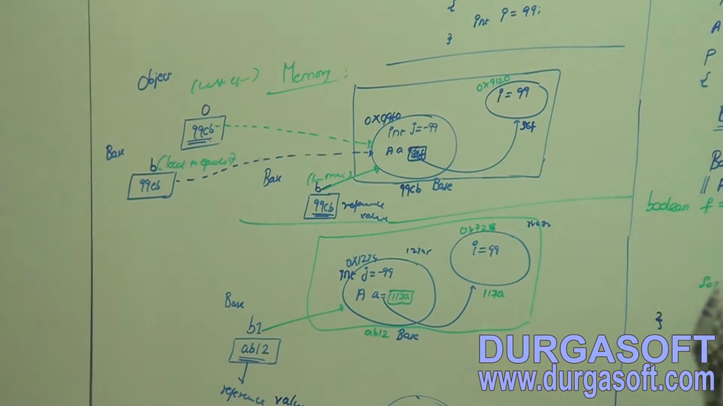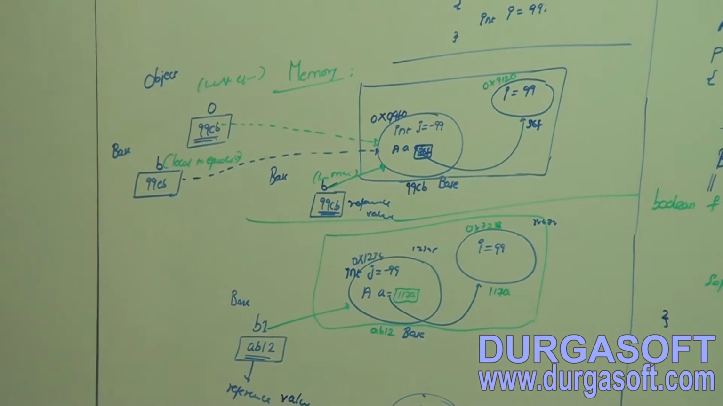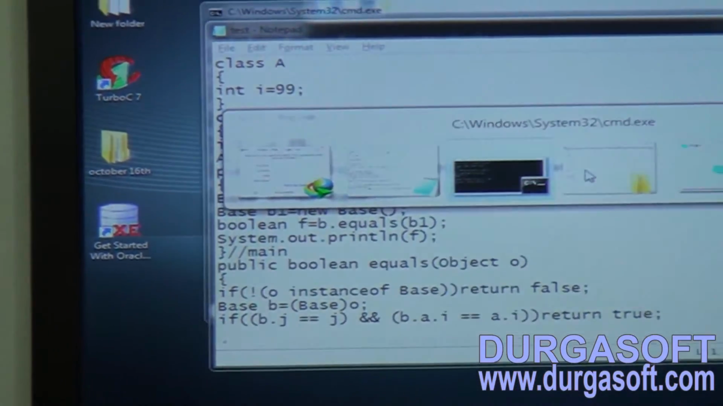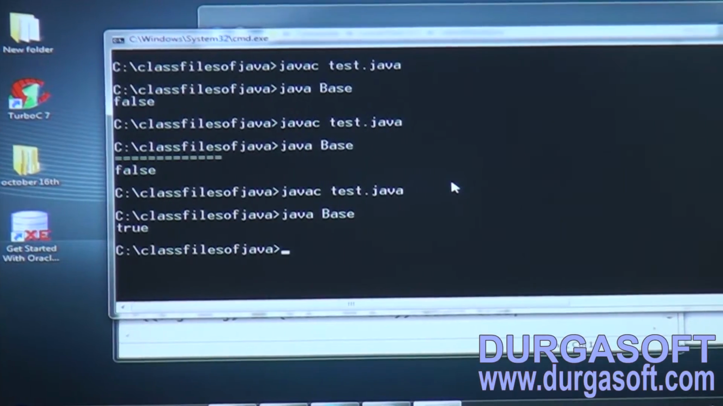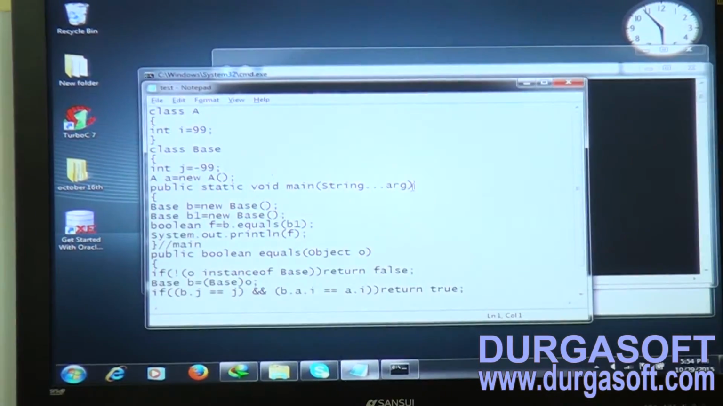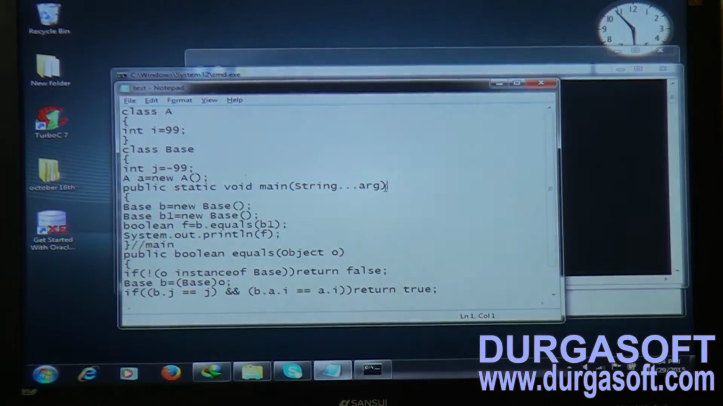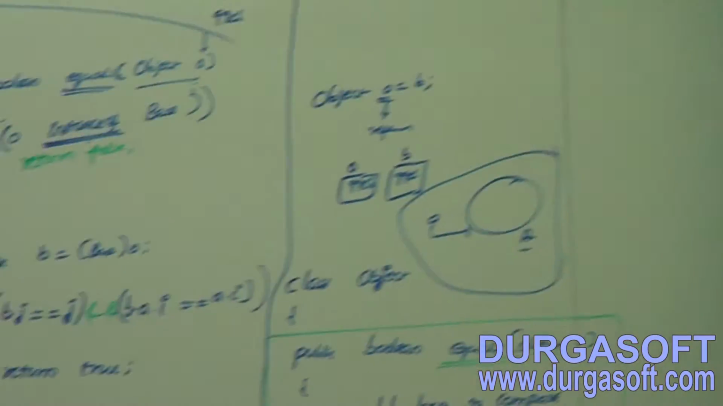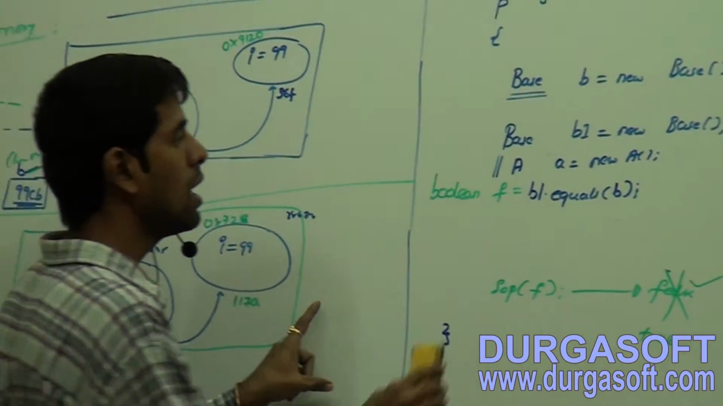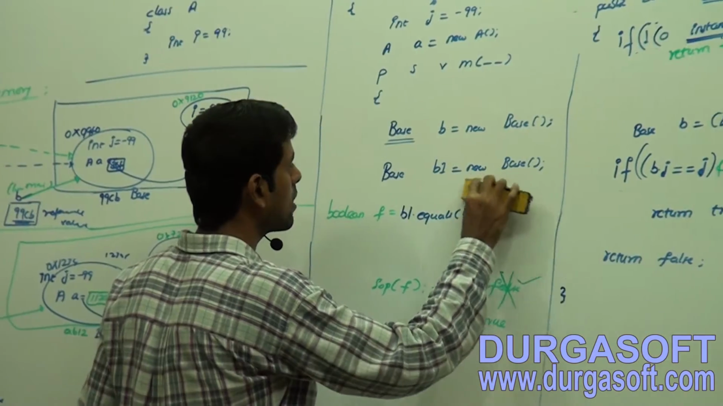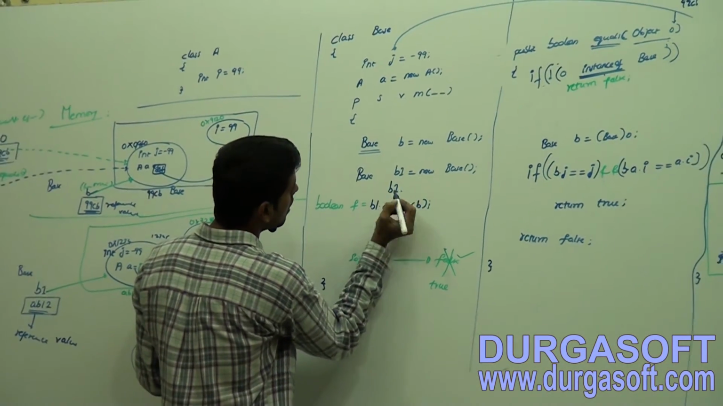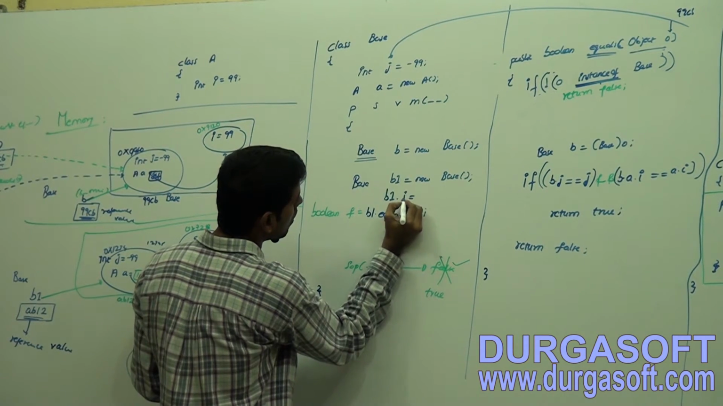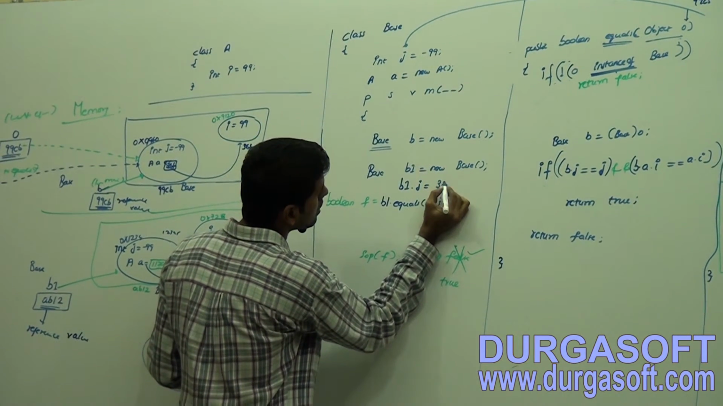Now let me run this one. Yes, true. Why is it returning true? Both the objects' data is the same. Now let me change a small thing. Let us check whether our logic works properly or not. Let me change B1 dot J value to 36.